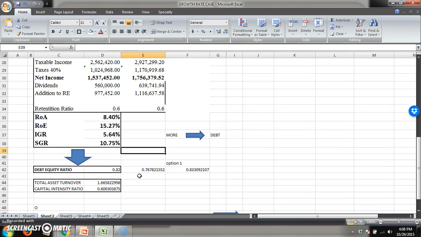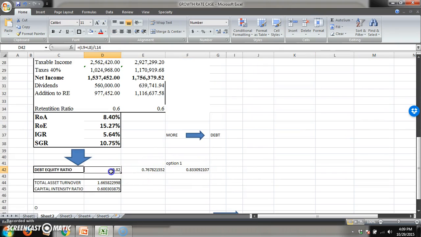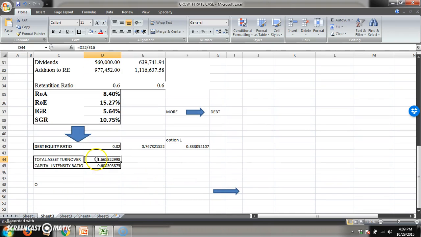Now, the debt equity ratio, as we can calculate, is total debt upon shareholders' equity, which is total debt, the sum of these two, divided by total owners' equity, and it comes out to be 0.82, which is quite high. There is one more thing called the asset turnover ratio, which is nothing but total sales upon total assets. It comes out to be 1.66 numerically.